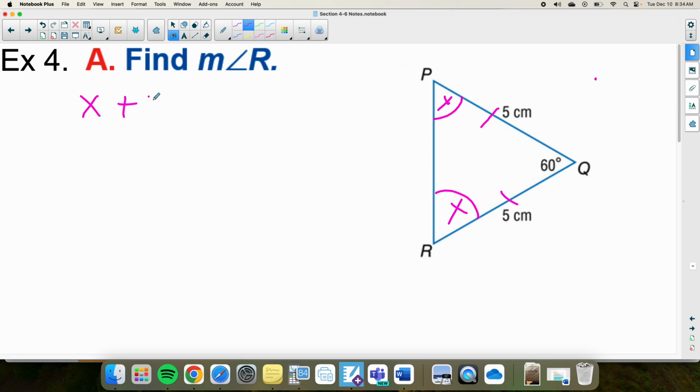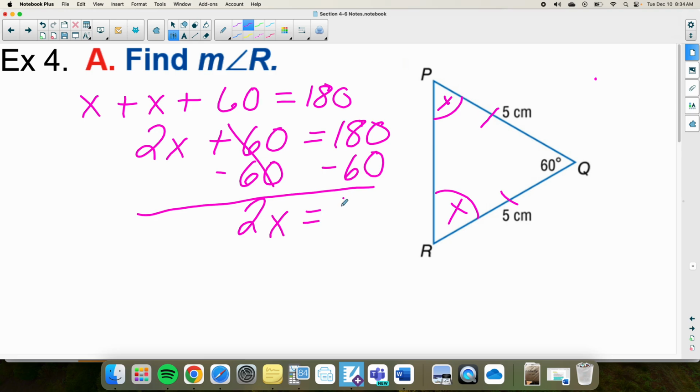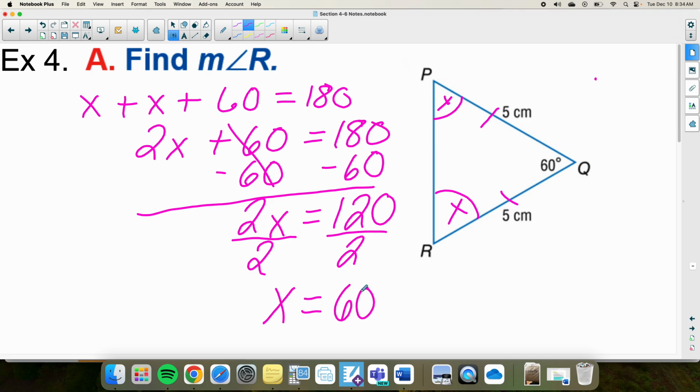You could go x plus x plus 60 equals 180. X plus x is 2x plus 60 equals 180. Subtract 60, and you'd get 2x equals 120. Divide by 2, and x is 60, okay?